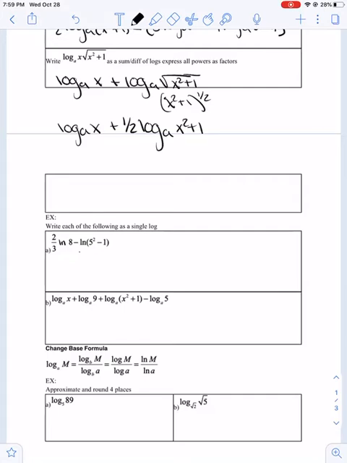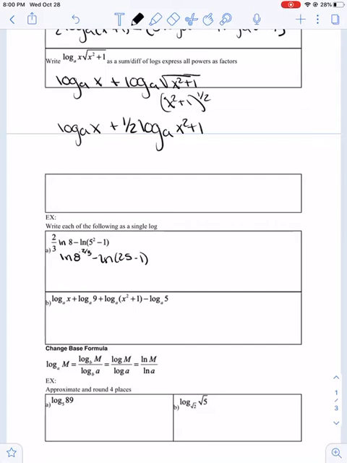Alright, so now we are going to go backwards. So we have 2/3 natural log 8 minus natural log of 5 squared minus 1. First I'm going to bring that factor back up as an exponent. So I'm going to have natural log 8 to the 2/3 minus natural log of 5 squared minus 1. But I also know that 5 squared equals 25. So 25 minus 1.